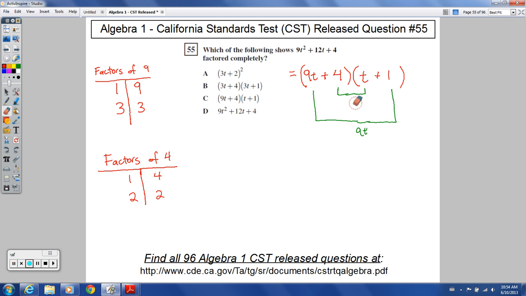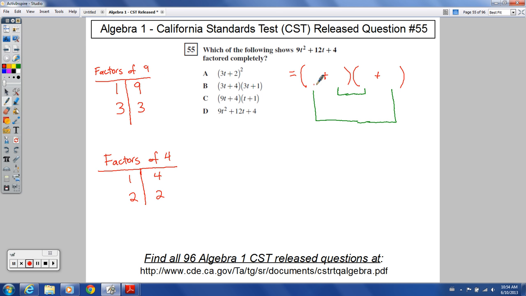And so you could try 2 and 2 here and here as well. You'd have 2t and then you'd have 18t. That'd combine together to get 20t. So it looks like this is not the right way to go, to have the 9 and the t there. So let's try 3 and 3 instead.